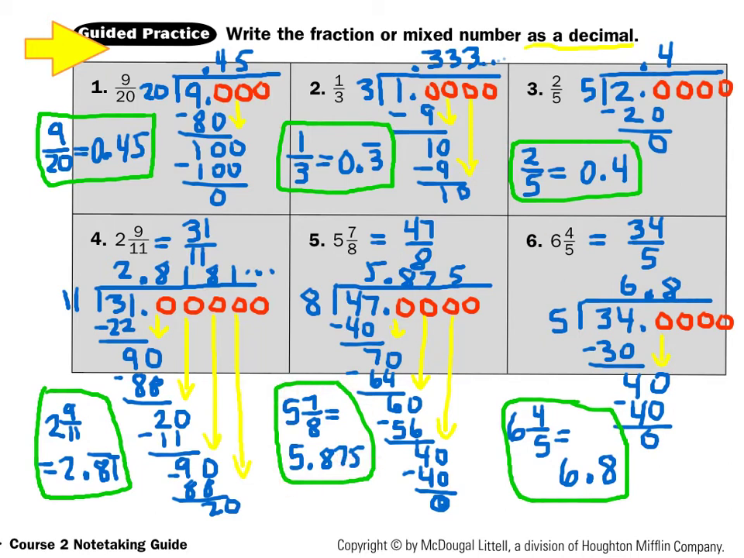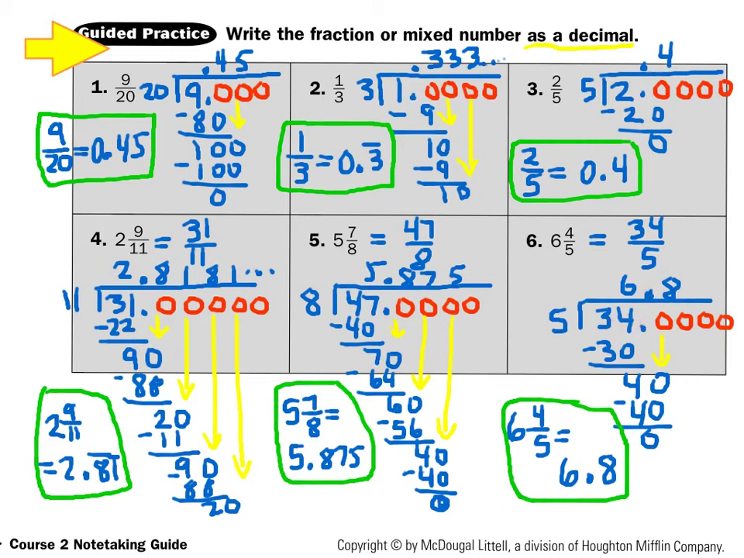Take a look at the last one, number 6. It's 6 and 4/5. So start at the 5 and multiply. 5 times 6 is 30. 30 plus 4 is 34 over 5. And then use the in and out trick. Put the 34 on the inside, the 5 on the outside. Put that decimal after the 34 and bring it straight up so you know where it goes in your answer.